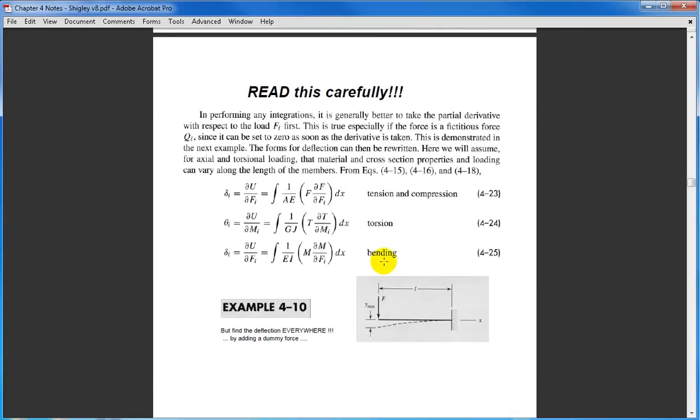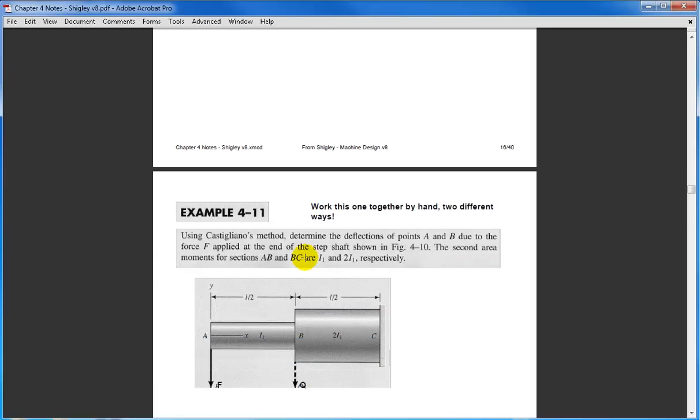Okay, for bending, the 2m, but the 2 canceled the 2 that existed in the denominator earlier. What we're left with is m times the partial of m with respect to f. We can take the partial derivative before we integrate. That will save time. Then the other one relating to q is, as soon as we've taken the partial derivative, anywhere q appears in here, if we're using a dummy load, we can now set q equal to 0 after we've done the partial derivatives, not before. Okay, and so we will see examples of that.